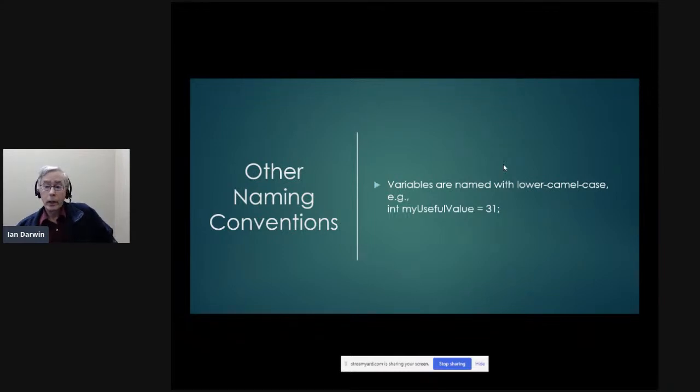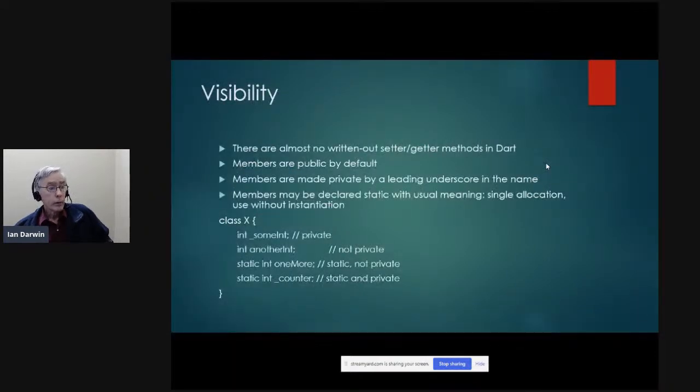Variables are named with lower camel case, just like in Java. For example, int myUsefulValue begins with a small m and has capitals at word boundaries. In terms of visibility, what can one class see about another? There are almost no setter and getter methods in Dart because fields are public by default. Members, fields and methods, are made private by putting a leading underscore in the name. They don't use any keywords. They just use the naming convention. Begins with an underscore, it's private. Doesn't, it's public. Very simple.